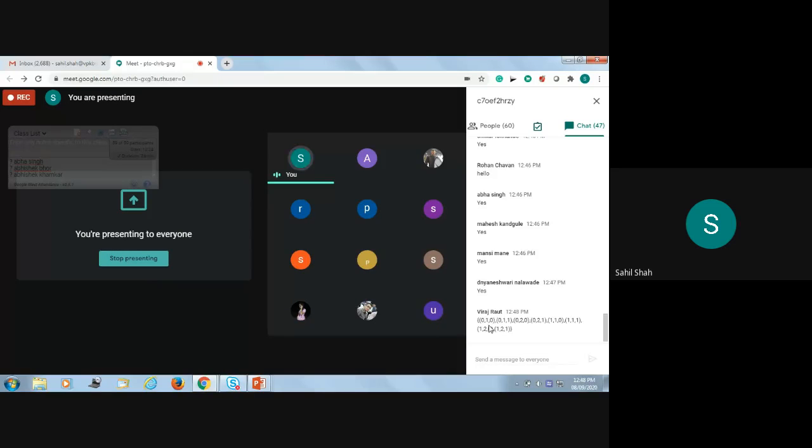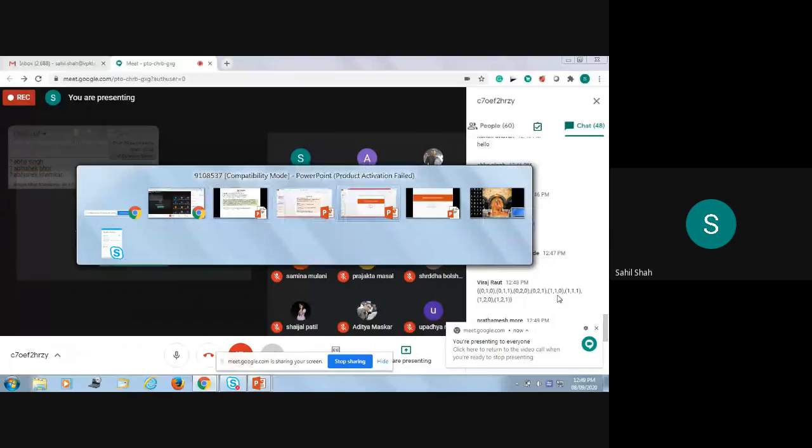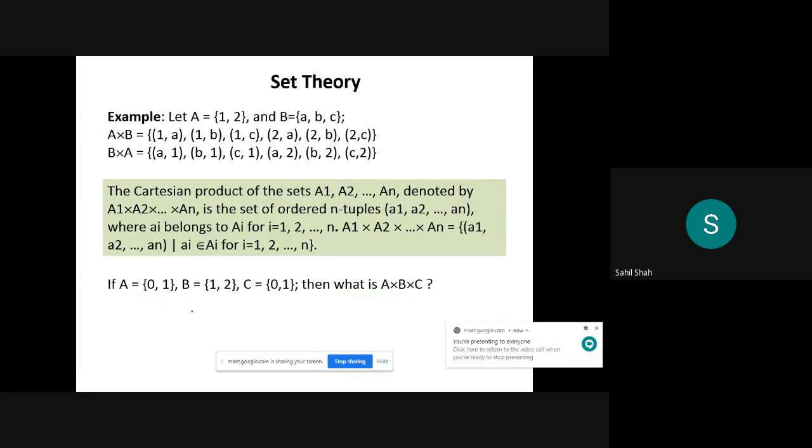So Viraj has given the answer 0, 1, 0. Yes, A cross B cross C. Prathamesh, correct. The answer expected was whatever Viraj has given: 0 1 0, 0 1 1, 0 2 0, 0 2 1. Okay. So in general, if my question is, how many elements will be present in A cross B cross C? What will be your answer?